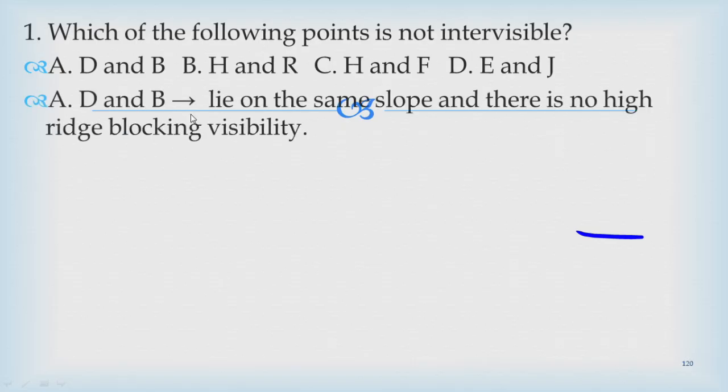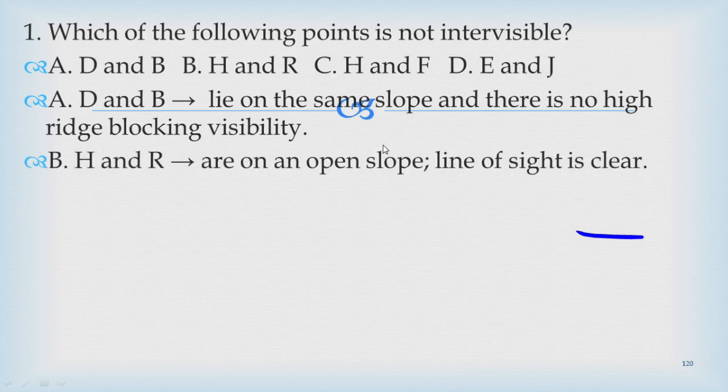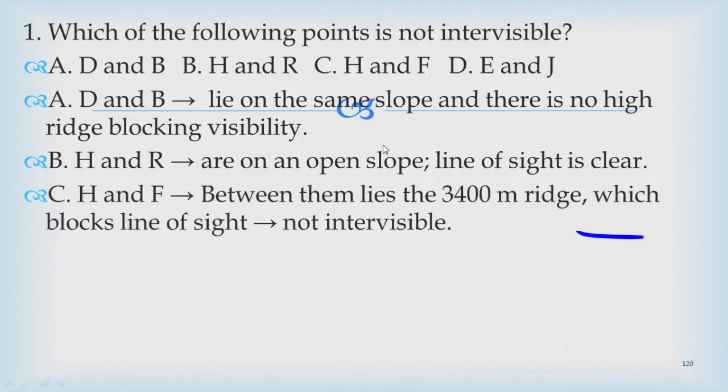Between points D and B, they are found on the same slope, and there is no high ridge that blocks visibility. So D and B are intervisible to each other. H and R are on an open slope. The line of sight is clear, which means there is intervisibility between H and R. C, H and F: between these points there is a high ridge of about 3,400 meters, which blocks the line of sight between H and F. So there is no intervisibility between H and F.